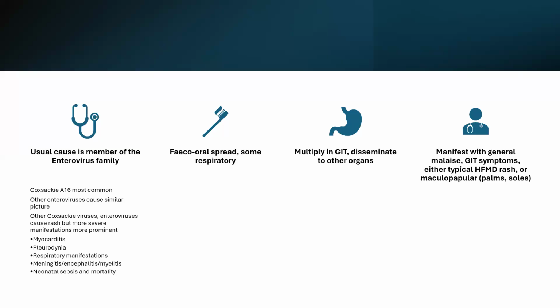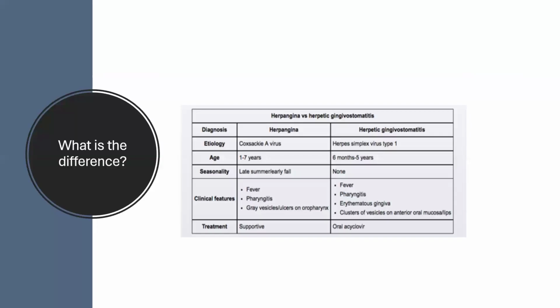The spread is fecal-oral because it is an enterovirus. Sometimes it's respiratory spread. Basically, the virus multiplies in the gut and disseminates to other organs. And they will generally present with malaise, GIT symptoms, usually the typical rash, or possibly sometimes just a maculopapular rash, but often the palms and soles are involved. So I think this is very important. We saw a patient like this the other day on our post-intake, probably did need admission because they needed fluids.